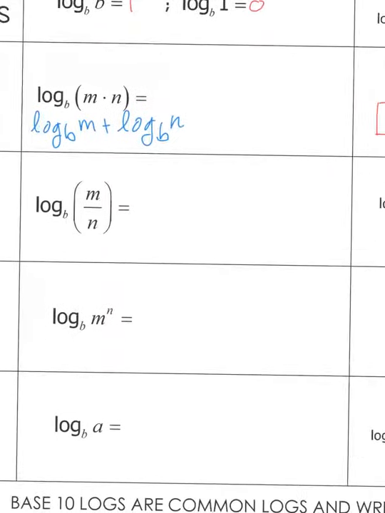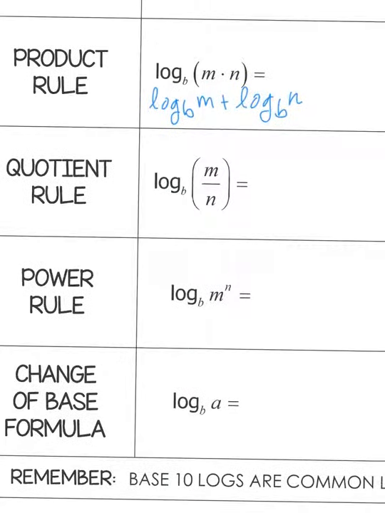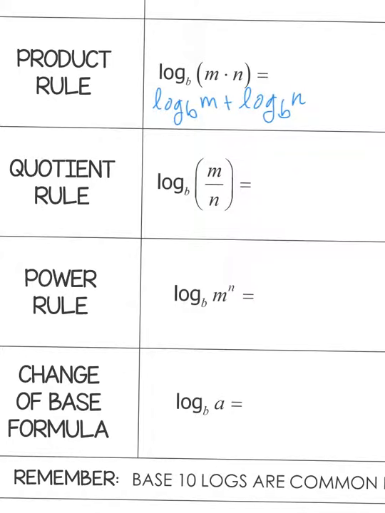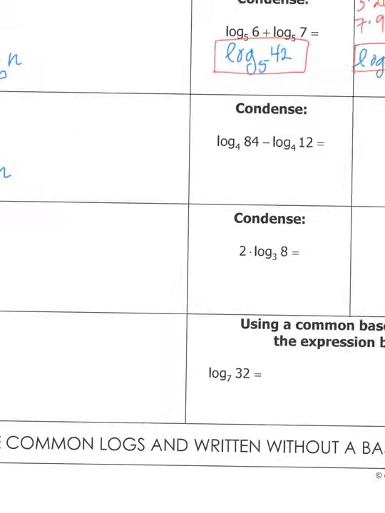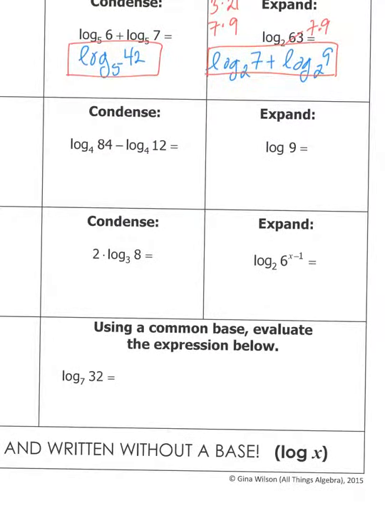All right, so for our quotient rule, remember that we can expand this by doing subtraction. So log base b of m minus log base b of n. So complete these 2 examples, pause the video and check your answers. So here we're going to take 84 and divide it by 12, and we get 7. So this becomes log base 4 of 7.